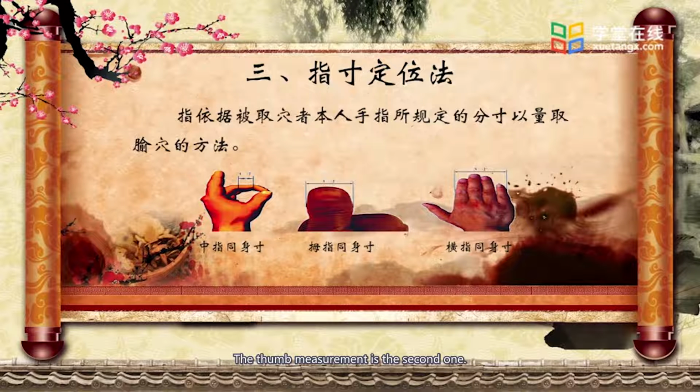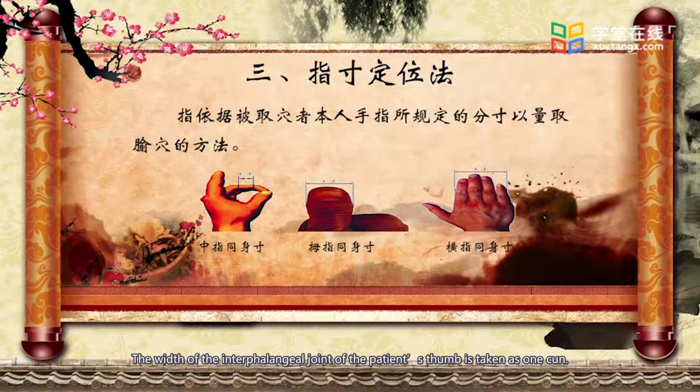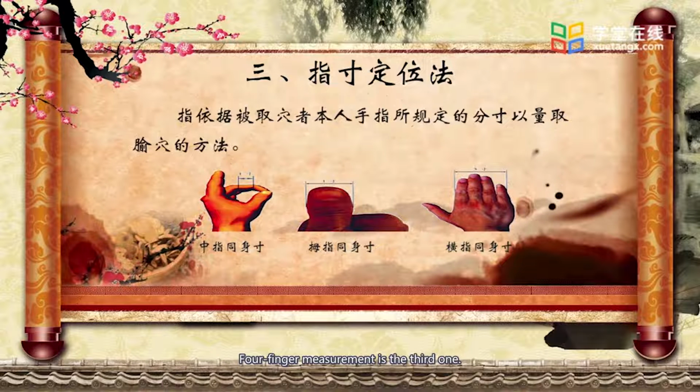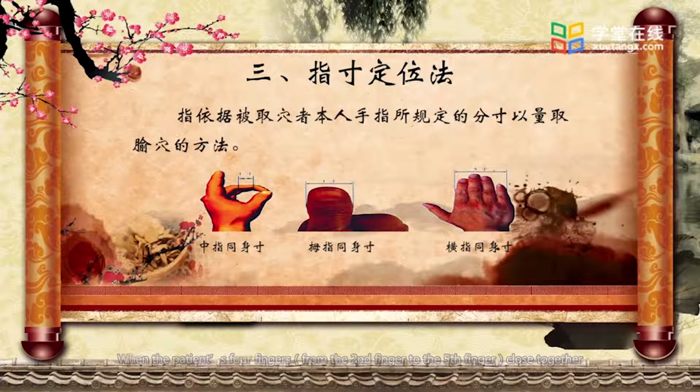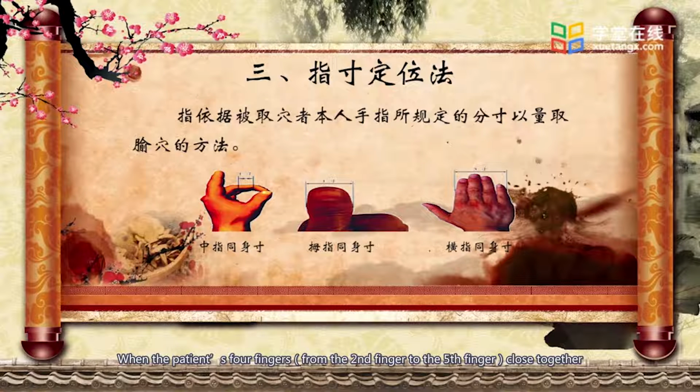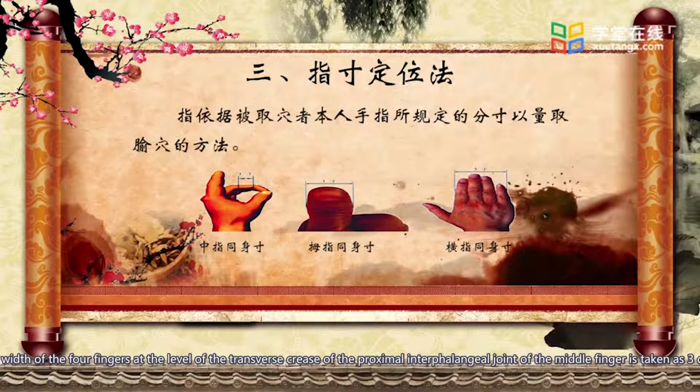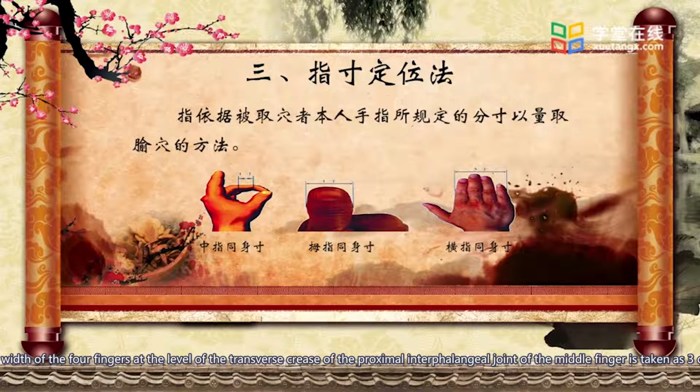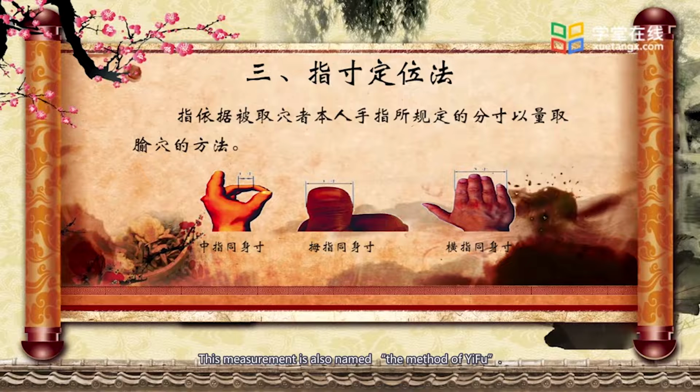The thumb measurement is the second one. The width of the interphalangeal joint of the patient's thumb is taken as 1 cun. Forefinger measurement is the third one. When the patient's fingers from the second finger to the fifth finger close together, the width of the four fingers at the level of the transverse creases of the proximal interphalangeal joint of the middle finger is taken as 3 cun. This measurement is also named 一夫法.